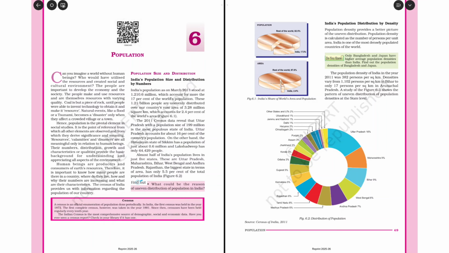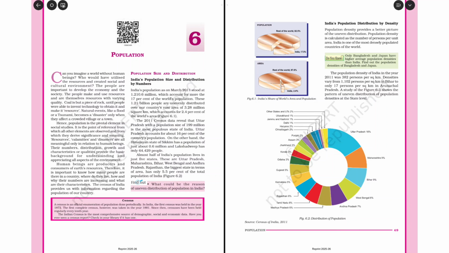It says, human beings are producers and consumers of Earth's resources. Therefore, it is important to know how many people are there in a country, where do they live, how and why their numbers are increasing, and what are their characteristics. The Census of India provides us with information regarding the population of our country. Which leads right into the massive data points.